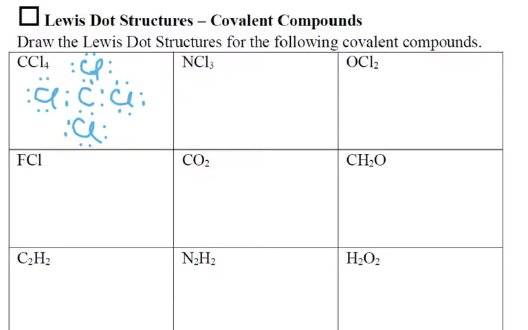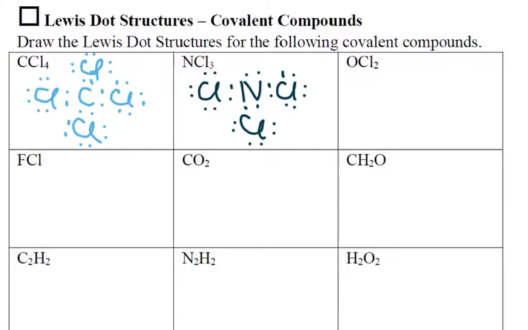We'll try nitrogen. Nitrogen, we'll put it in the middle, and we'll put the chlorines around it. We're going to begin by giving everybody an octet, and a lot of times that's the right answer. And it turns out it's going to be the right answer in this case as well.